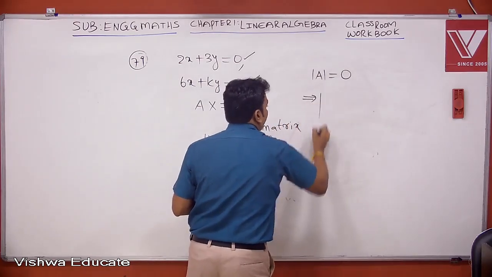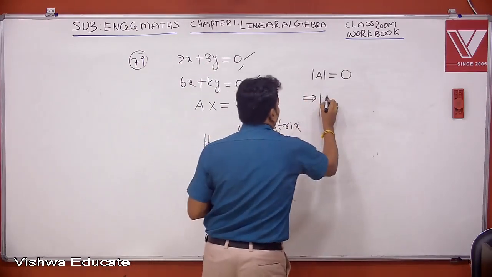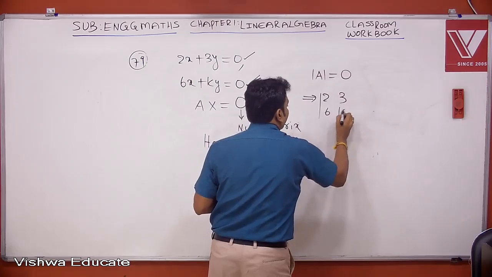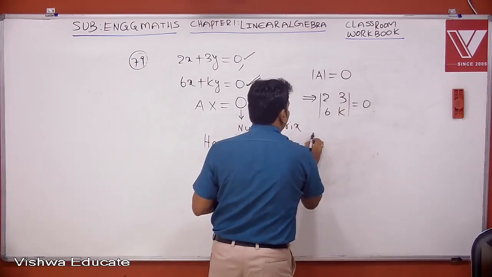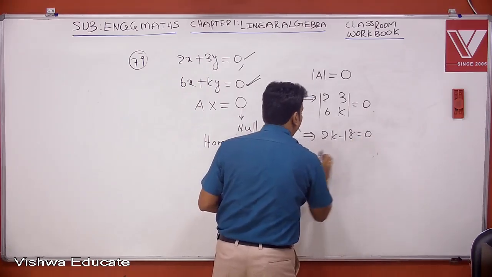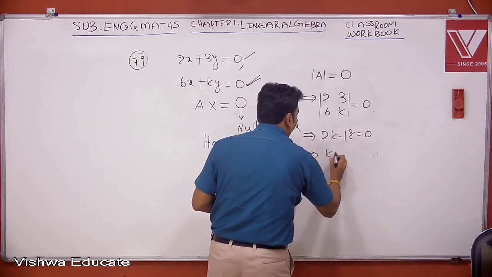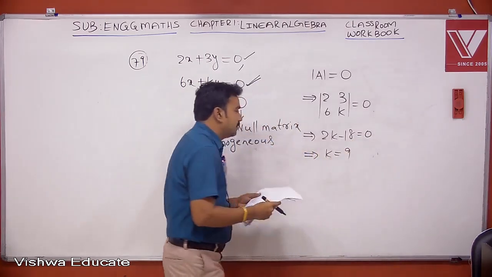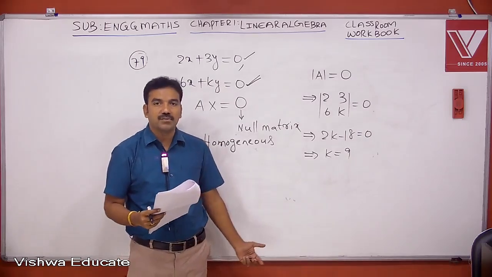This implies the det of this coefficient matrix, basically 2, 3, 6, k, equal to 0. This implies 2k minus 18 equal to 0. This implies the value of k equals 9. The value of k is 9.